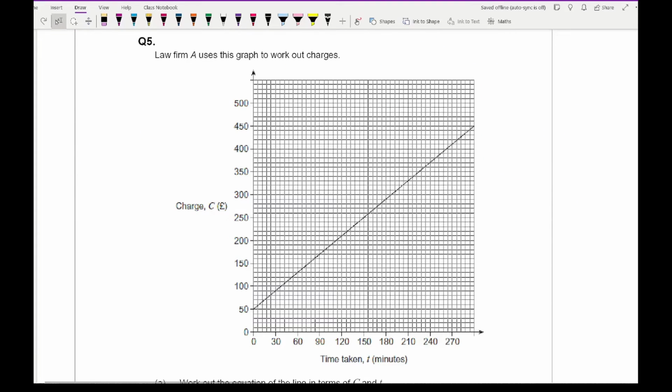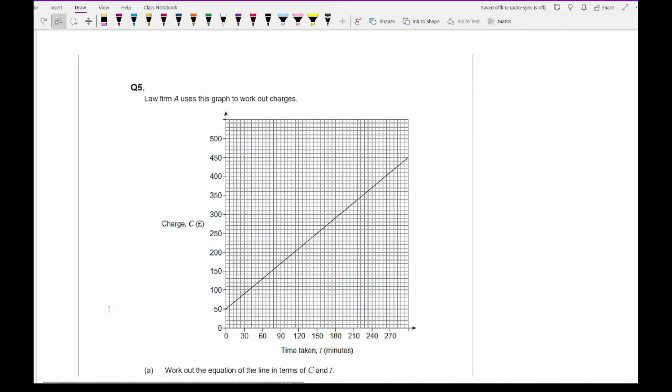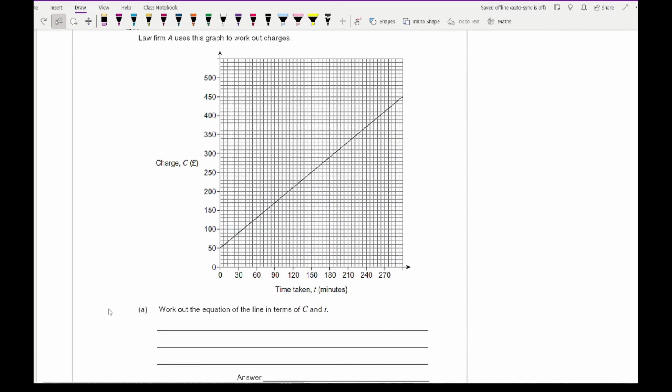Now, moving on to question 5, it says that law firm A uses the graph to work out charges. And question A is asking us to work out the equation of the line in terms of C and T. So we work out the equation of a line from its graph. Now, this is going to be quite awkward for you, but what we want to do is pick two nice coordinates. So this coordinate here is (0, 50). And we then need to pick another coordinate, which I'm going to go for this one here, and that coordinate is (120, 210).